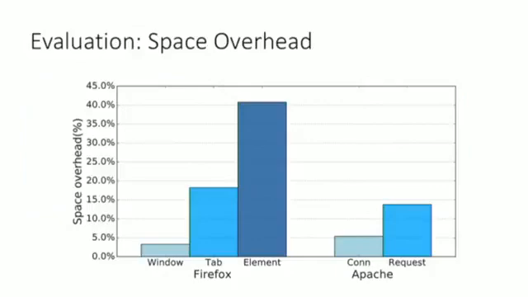This is the evaluation for the space overhead using different perspectives, basically annotating different data structures. For Firefox, we have a window, a tab, and an element. Window basically means the top-level big window using the system headers and stuff. And elements are individual DOM elements, including iframes, all the placeholders, and also the DIVs, the images, the links, everything. It's very heavy.